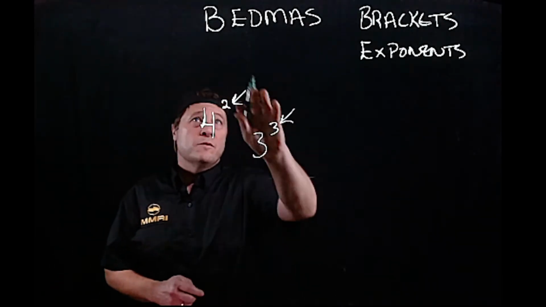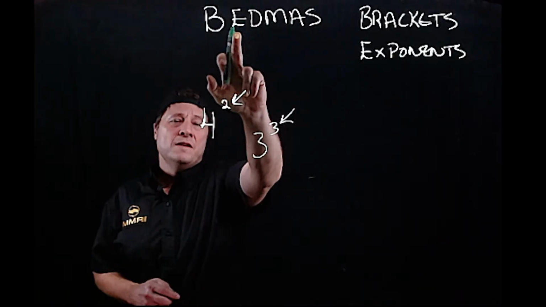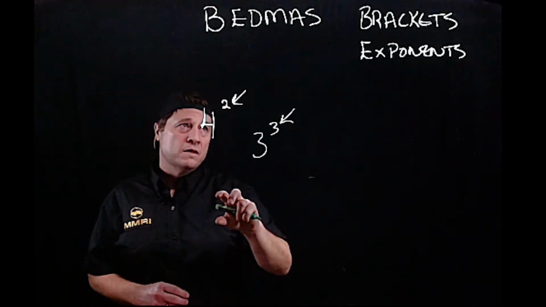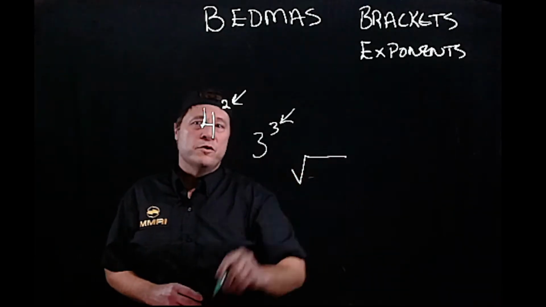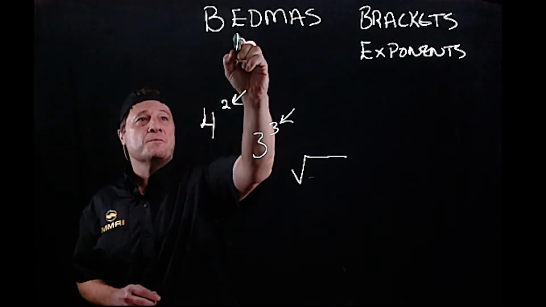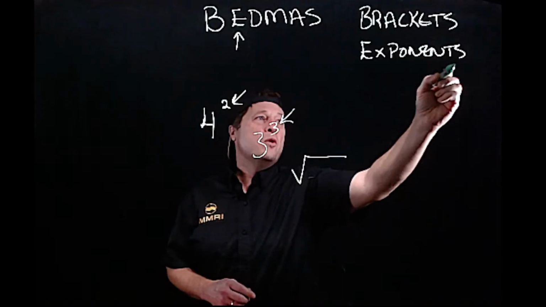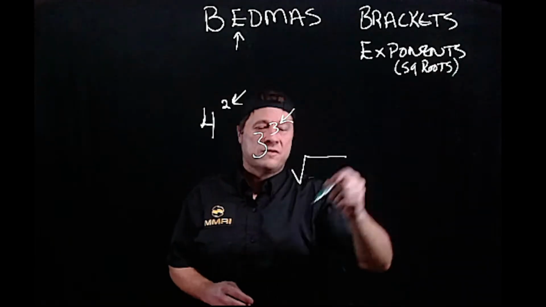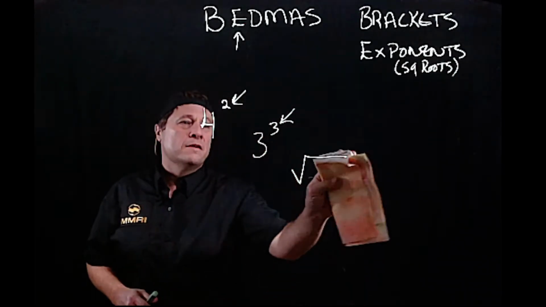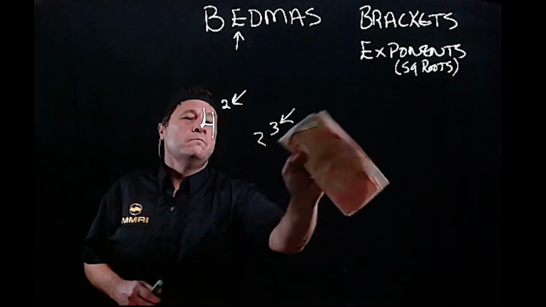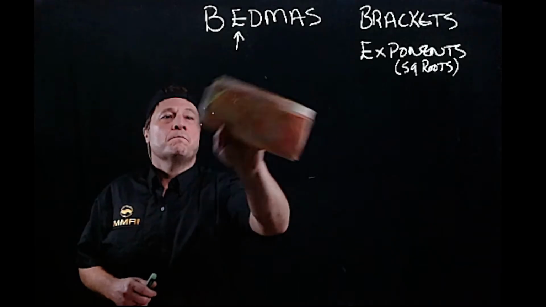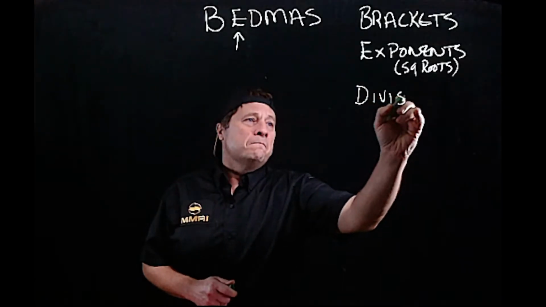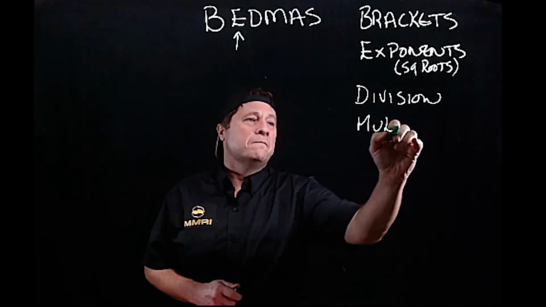And exponents is the second thing that we do when solving algebraic expressions. It's also true of its opposite, the square root. Square root is part of what we do here in exponents, right? So brackets comes first, then exponents, and then of course square roots are part of that, because it's the opposite of exponents. Okay. The next thing that we do is division and multiplication.